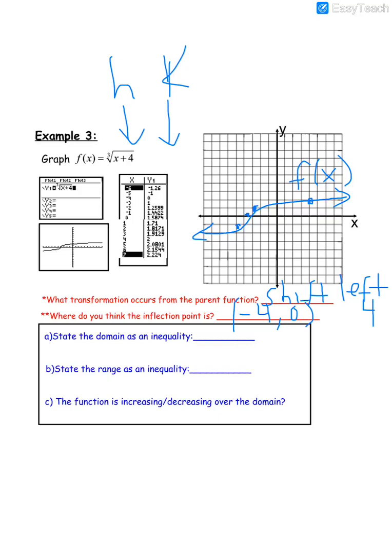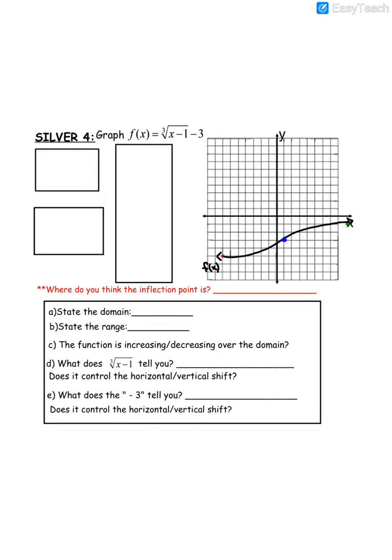So domain, nothing's happening here. Negative infinity is less than x, which is less than infinity. Range, negative infinity is less than y, which is less than infinity. What's happening with the function? Still increasing, okay? So that's pretty easy. All right, let's take a look.